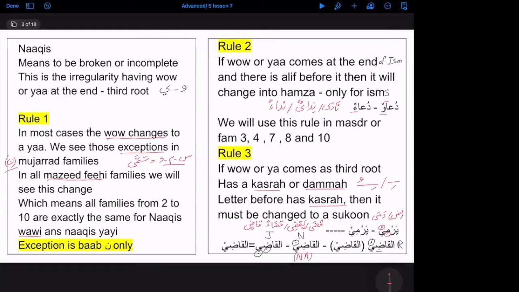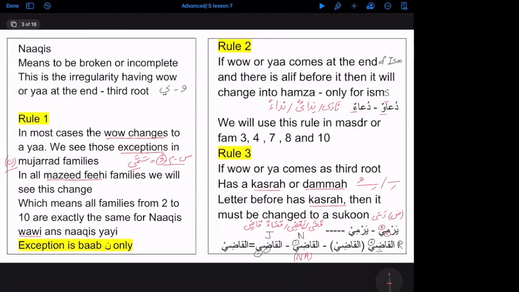And when we are bringing it in Allama family, it will be Samma. So basically this waw over here is changing into this Alif Maksura. Samma and Yusammi, we see that Yusammi in Fi'l Mudari, it is actually turning into Ya. So this is what it is saying, that this waw, even if it is Nakis Wawi, will change into Ya. So that's why Wawi and Yai both behave the same way. Now, in all Mazid Fihi families from 2 to 10, it is exactly the same for Nakis Wawi and Nakis Yai.